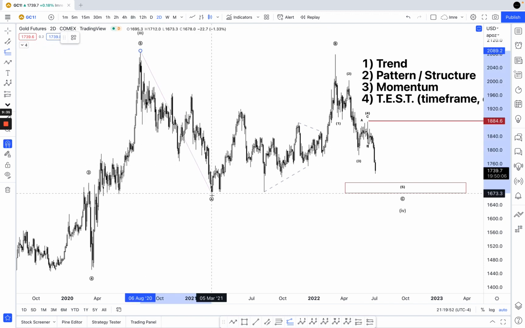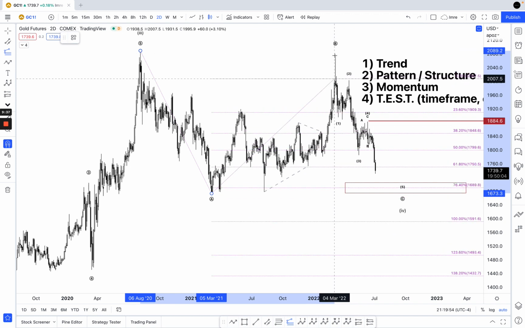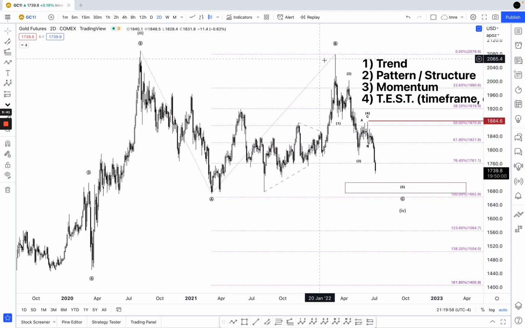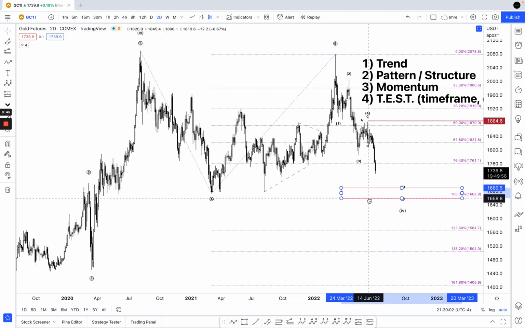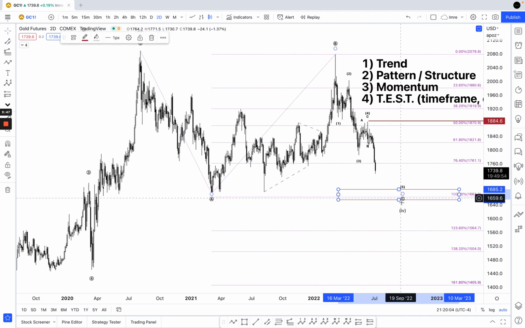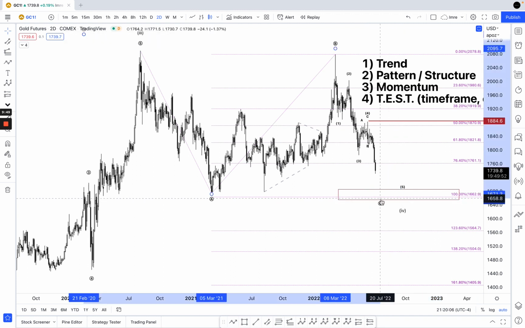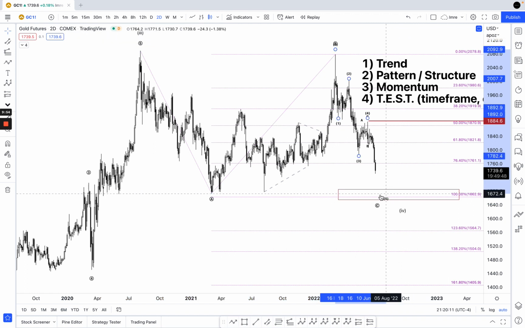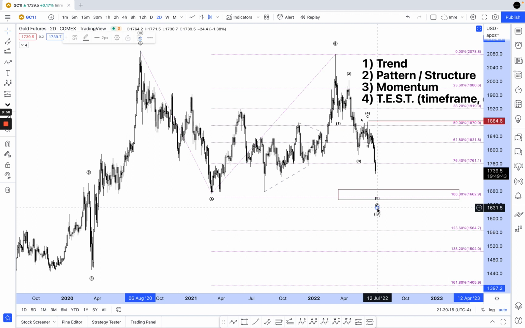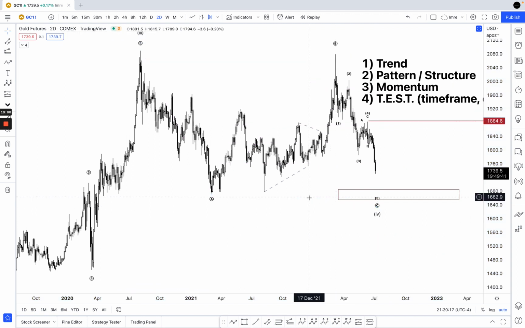So if I'm looking at the relationship between waves A and C, and this seems to be a regular flat, not an expanded flat, then I can say the scale on my TradingView chart is off by a little bit. I can see that we have a point where A equals C at around $1,660 per troy ounce in gold. So my target's a little bit further down.